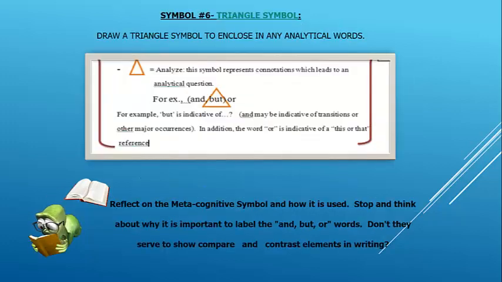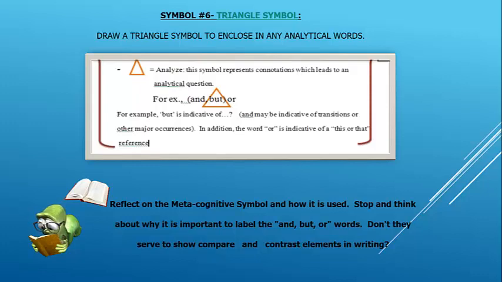Symbol number 6, triangle symbol. Draw a triangle symbol to enclose any analytical words. What the triangle does is it helps readers, again, stop in their tracks. Every time they see a triangle, they know that it is time to analyze what they are reading. This symbol represents connotations, which leads to an analytical question. For example, here we would use a triangle symbol to enclose and, but, and or.